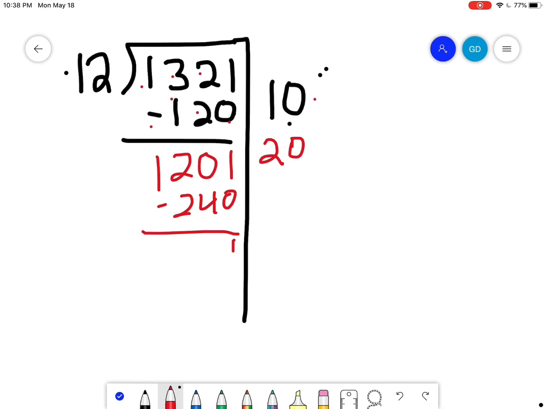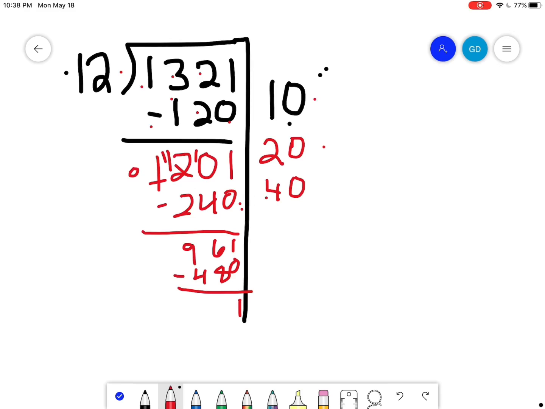1 take away 0 is 1. I can't do 0 take away 4, so I'm going to borrow. Turn that into 10 instead of 0. 10 take away 4 is 6. Can't do 1 take away 2, so I'm going to borrow again. What's 11 take away 2? 9. I'm sitting at 961. Okay. Well, if 20 was 240, what would 40 times 12 be? It's going to be double what 240 is, which is 480. So why don't I do 480? 40 times 12 is 480. Let's take that out of there.